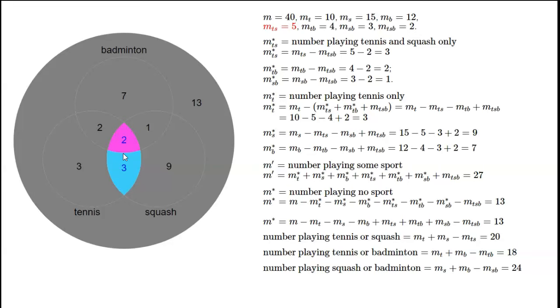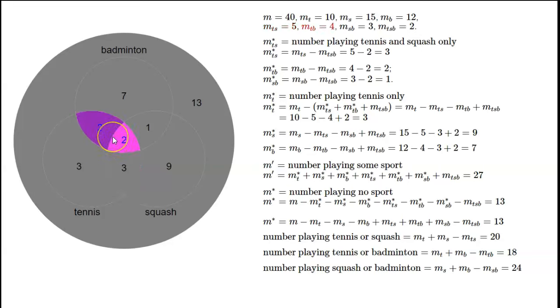Okay, so we're given that the total number of people playing tennis and squash is 5, and 2 of those play tennis, squash and badminton. So if we want the number MTS star who play tennis and squash but not badminton, that's just 5 people who play tennis and squash minus the 2 who play all 3 sports, giving 3. Okay, and so now we can see that this lens-shaped region here is the people who play tennis and squash. The number of people in that region is 2 plus 3, which is 5.